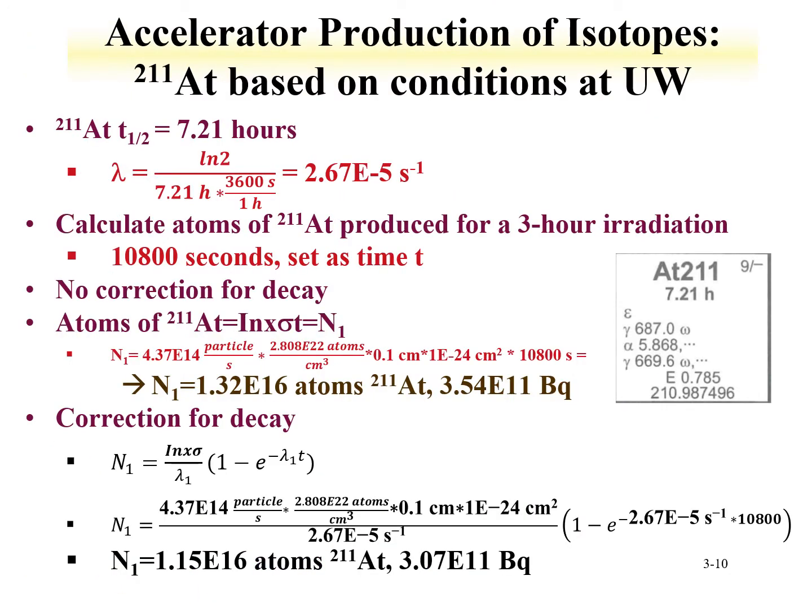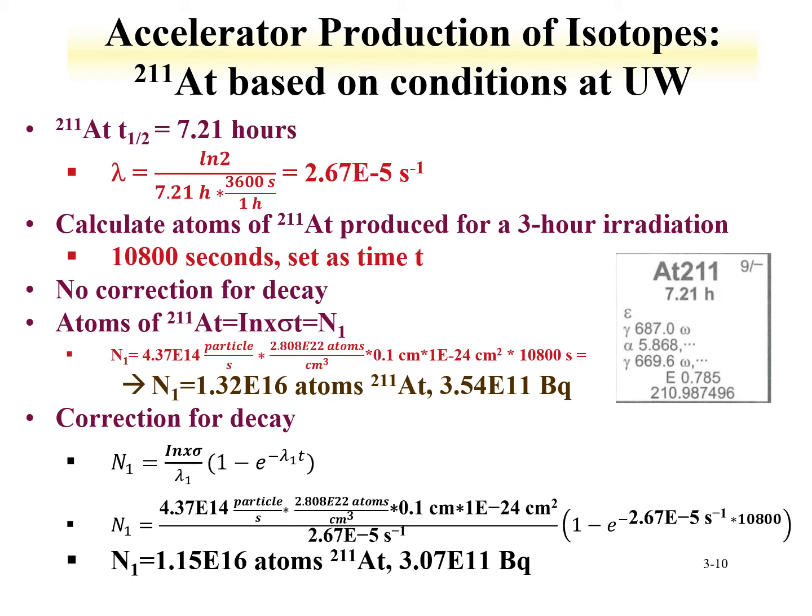Continuing with the example of the production of astatine-211 based upon the conditions used at the University of Washington, the decay constant for the astatine-211 isotope needs to be determined. The data from the chart of the nuclides show that the half-life is 7.21 hours for astatine-211. Converting that into the decay constant is simply log 2 divided by the half-life. Remember that the half-life should be converted into seconds, so it's 7.21 hours with 3,600 seconds per hour. You get a decay constant of 2.67 times 10 to the minus 5 inverse seconds.